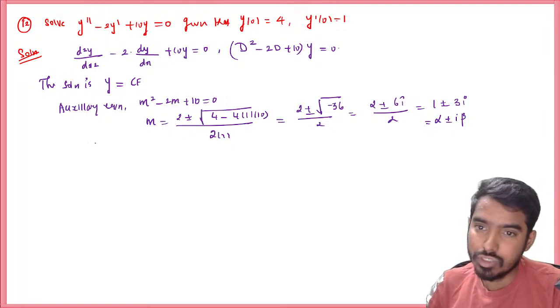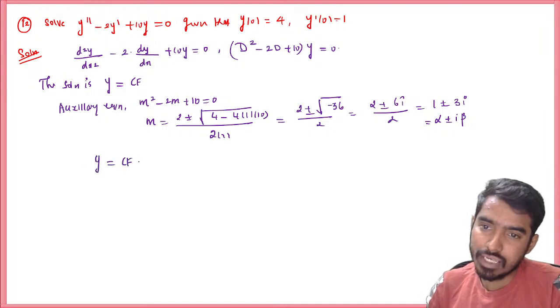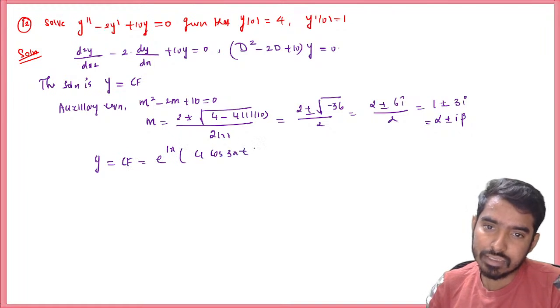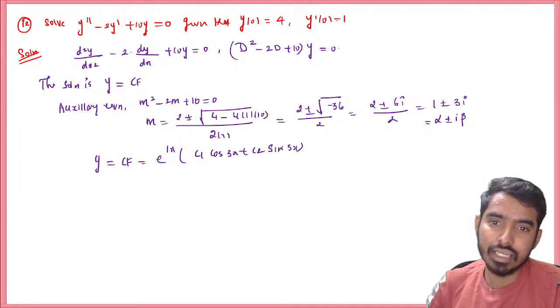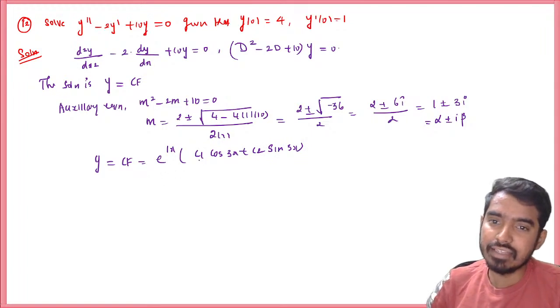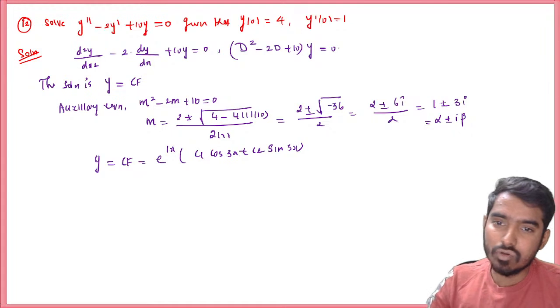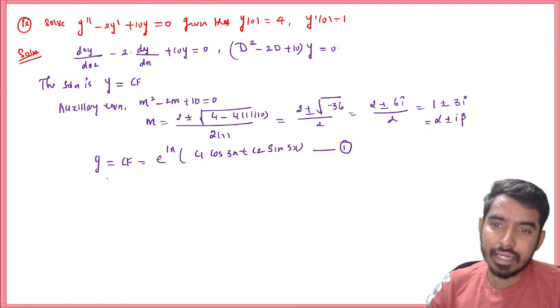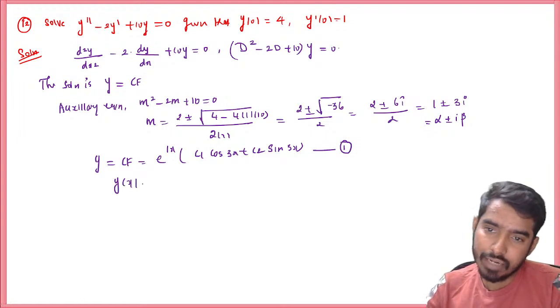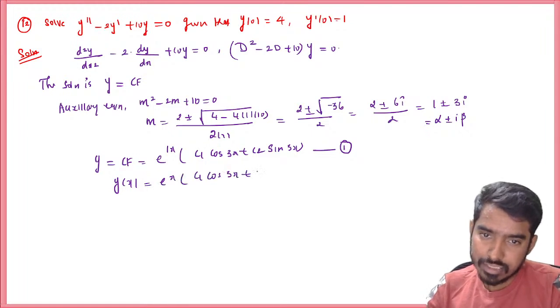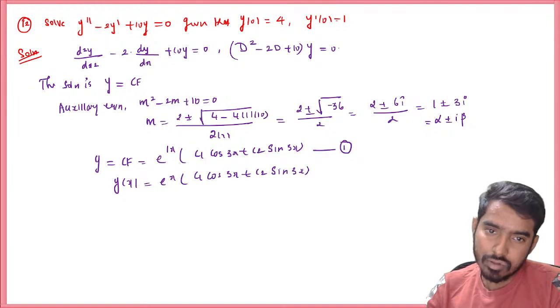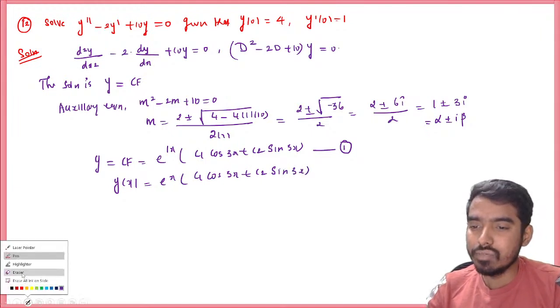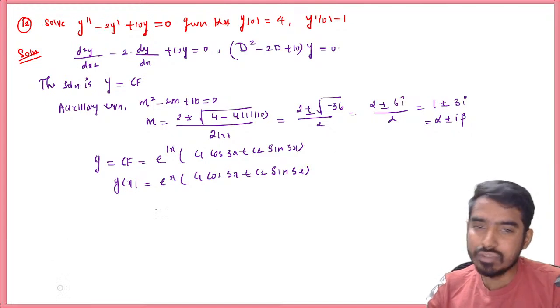So that means the solution is y is equal to CF, e power alpha x (c1 cos beta x plus c2 sin beta x), right? Therefore, the solution is e power x (c1 cos 3x plus c2 sin 3x). This is the solution, right? Call this as 1. Now to find c1 and c2, they are given the data. This solution is a function of x, so y of x is e power x (c1 cos 3x plus c2 sin 3x). This is the solution. Now to find c1 and c2, they are given the initial condition. We will use the initial condition, right?